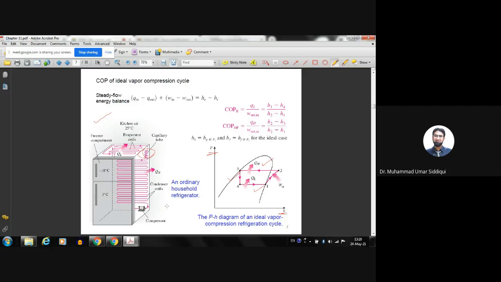So this is just a schematic showing how the refrigeration cycle and the components are connected together in a regular fridge that we normally use in our homes. But as I told you, whether it is the home fridge, a deep freezer, the AC of your car, or any device which is producing cooling, it will have the same refrigeration cycle and the same components.